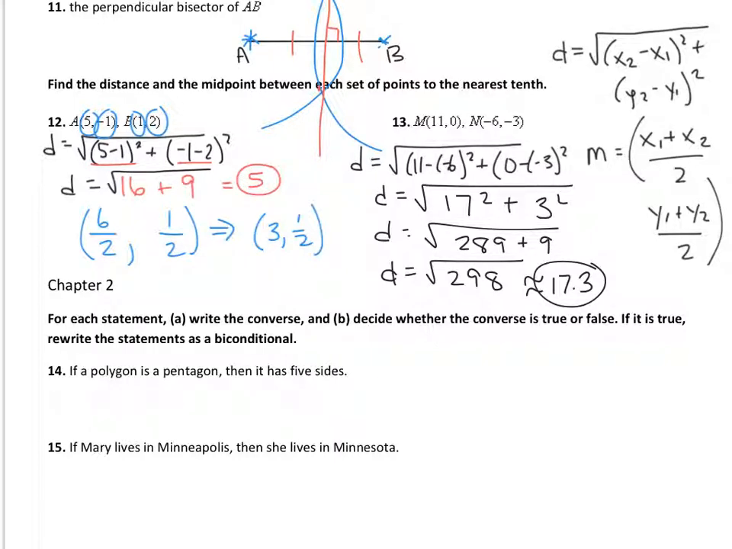And then the last part is to do the midpoint. So I'm running out of room. So I add up the x's and I get 5. And then I add up the y's and I get negative 3. So now you can keep this as a fraction or you can write it as a decimal. So it's 2.5 comma negative 1.5.